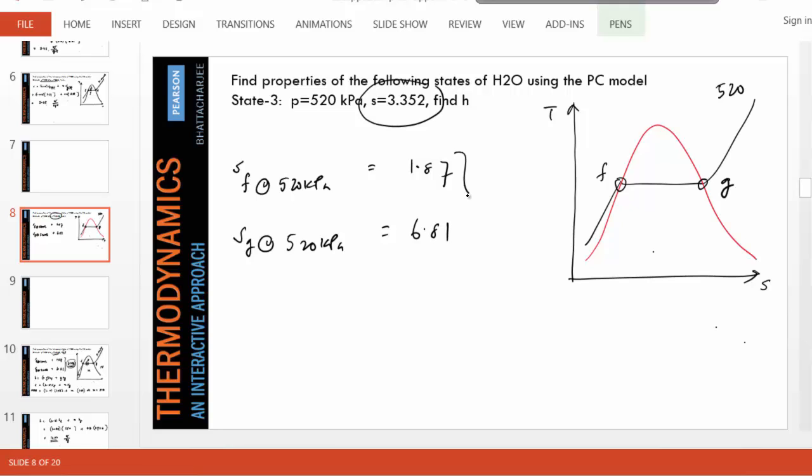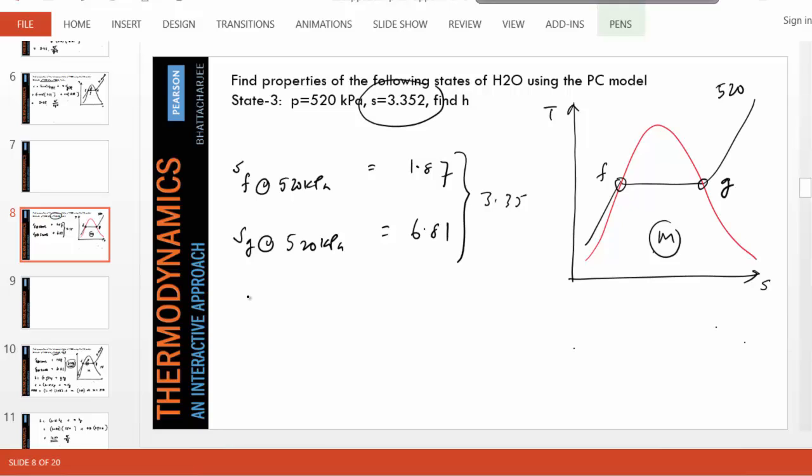And look at the given value. The given value is somewhere in between. Therefore, we must have a mixture. If the given value was more than 6.81, it would be a superheated vapor. If the given value was less than 1.87, then definitely we'd have a subcooled liquid. But given the situation, we must have a mixture.